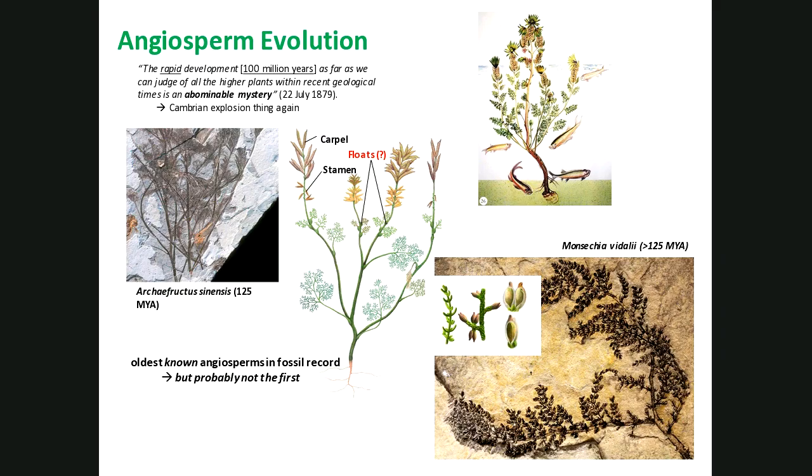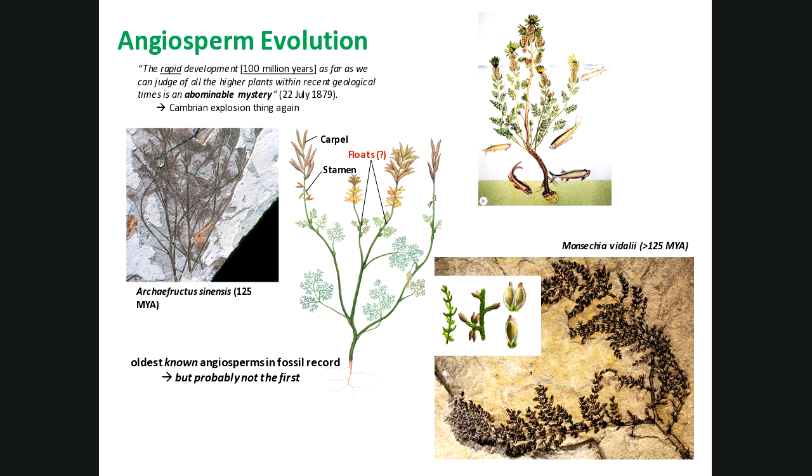All right, let's talk a little bit about angiosperm evolution. Now, you remember I talked about the Cambrian explosion and how Darwin had such problems with that because he only understood that evolution worked at one pace, which was the more gradual pace. But we know now because of punctuated equilibrium that evolution can occur at relatively rapid paces.